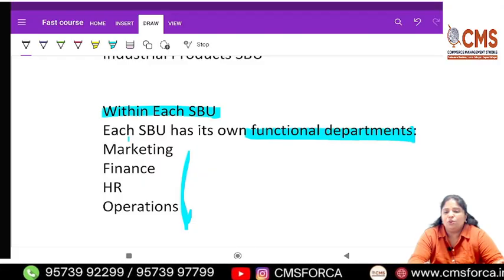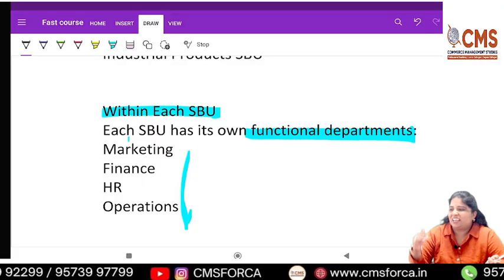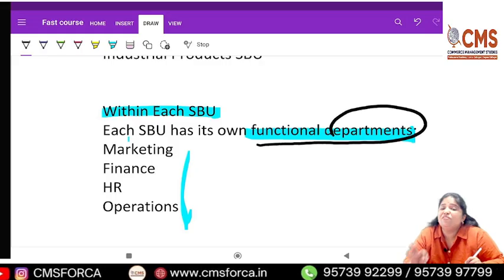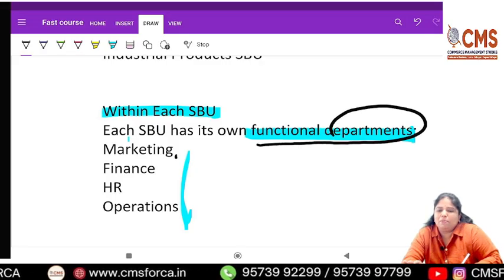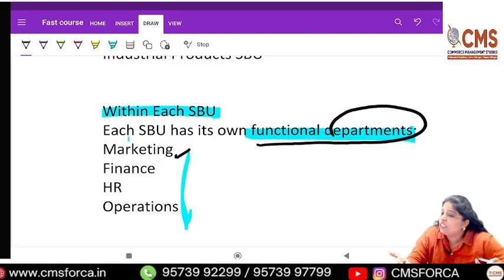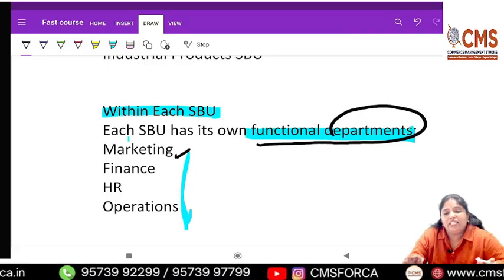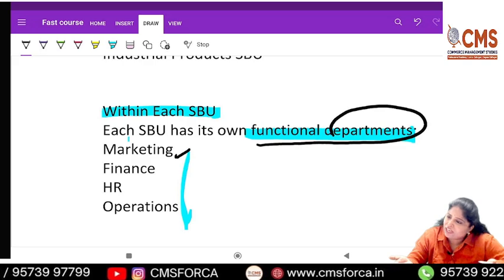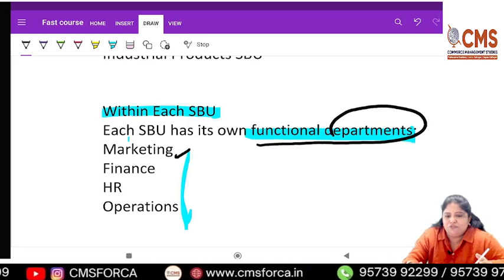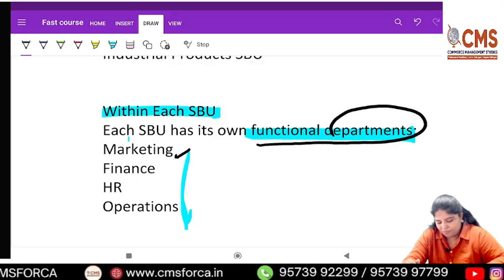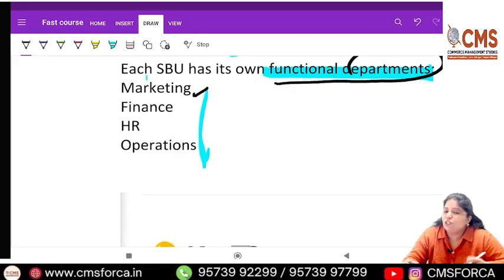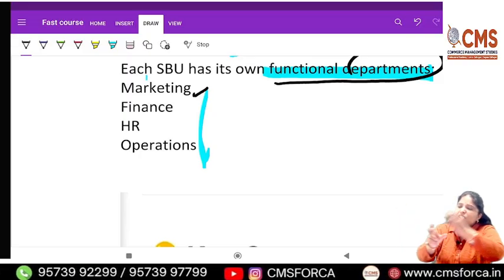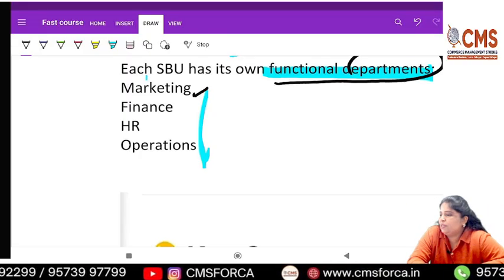Within each SBU, as I already told you, half the picture is shown in the diagram. Each SBU will have its own functional divisions. What are they? Could be marketing, finance, HR, depending on the nature of the SBU. It's not mandatory that all SBUs should have the same divisions, but it might be a scenario where SBUs have the same divisions. Can't be avoided. That is why we say when SBUs become more in number, it leads to a lot of duplication. Same divisions might be observed in multiple SBUs.